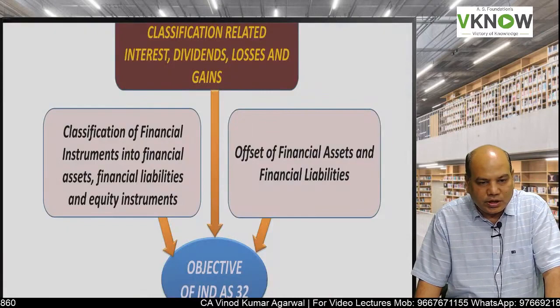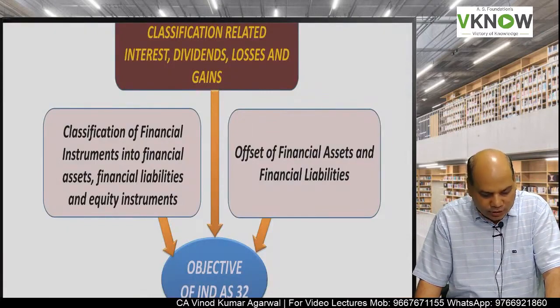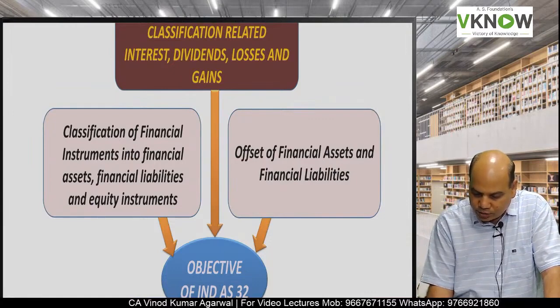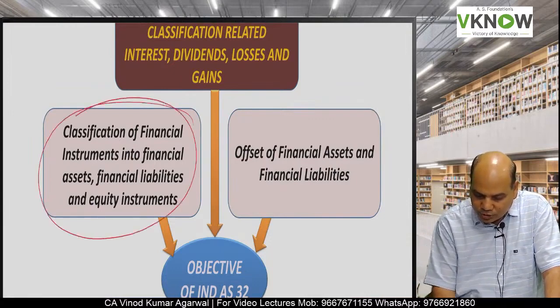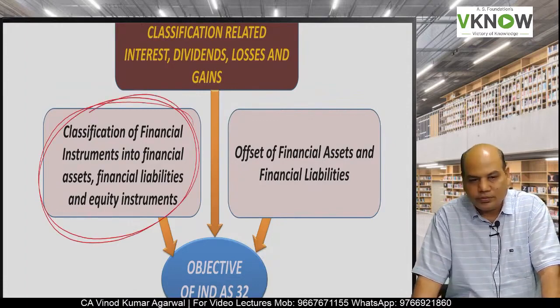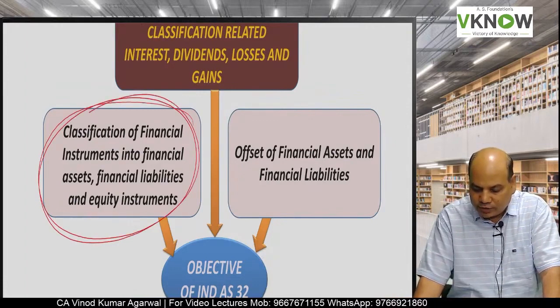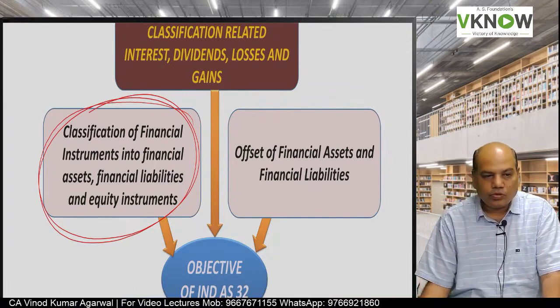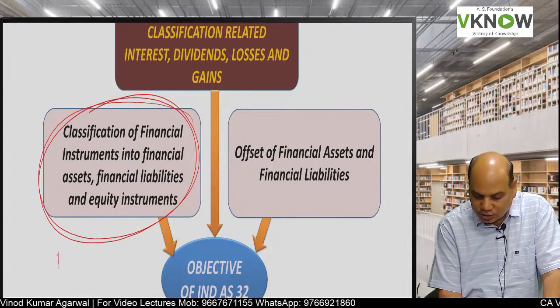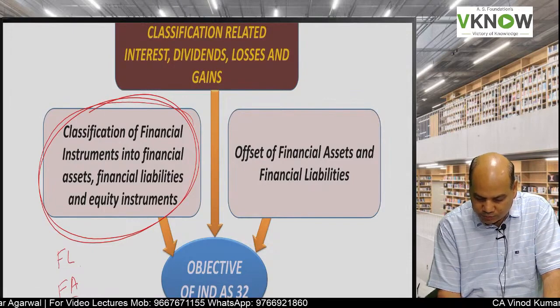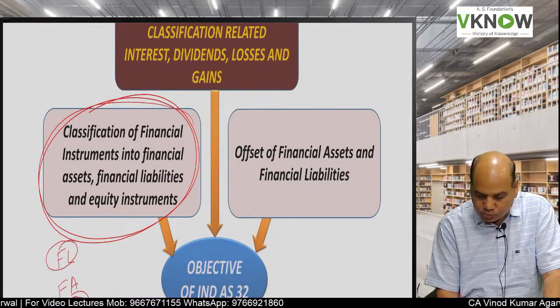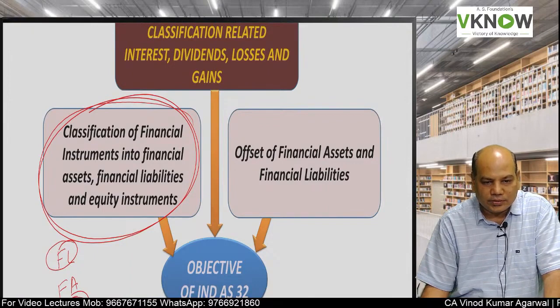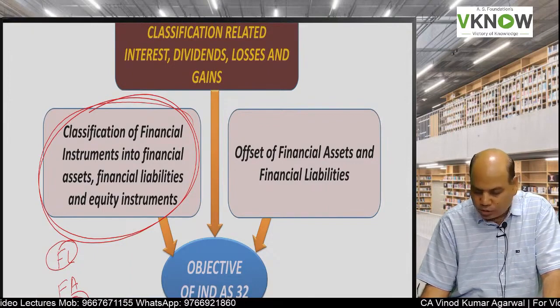So, what is basically the requirement of Ind AS 32? The requirement of Ind AS 32 is, it first deals with classification of financial instrument into financial asset, financial liability and equity instrument. So, whether an instrument will be financial liability, financial asset or equity, that is one of the major tasks in this standard, and that is what we will learn as we go ahead.